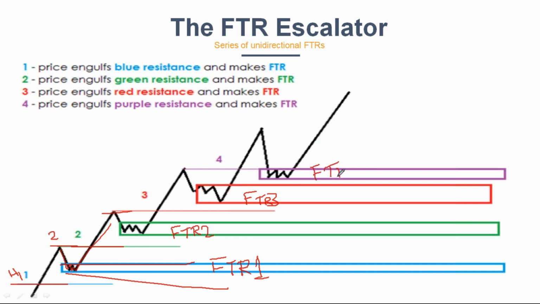Any questions here? If you have really understood all my teachings till now, this slide should be easy for you. When price is in an uptrend, it creates multiple FTRs. When price is in a downtrend, it creates multiple downside FTRs, which are supply FTRs. In this example, these are all demand FTRs.